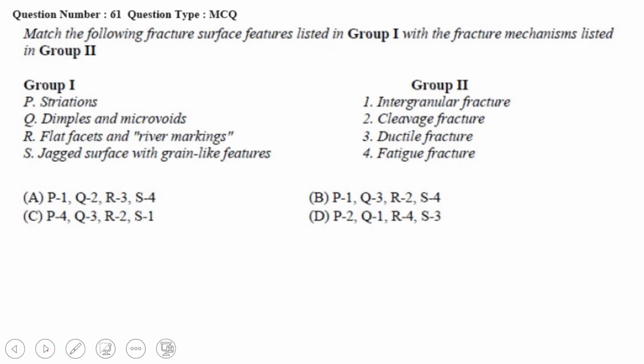Match the following fracture surface features listed in group 1 with the fracture mechanism listed in group 2. Okay. First is the striations, then dimples and microvoids, flat facets and river marking, jagged surface with grain-like feature.